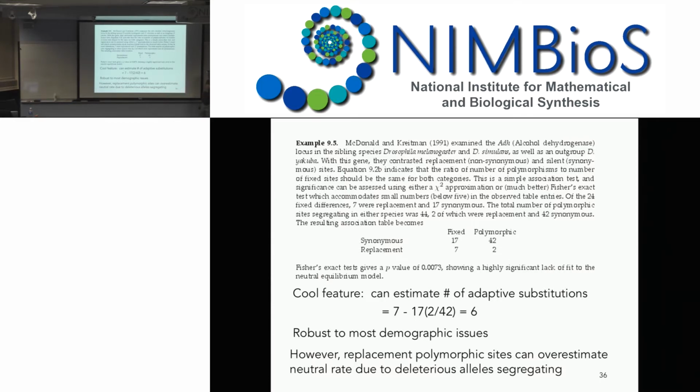Yes? Yeah, and a big issue we'll talk about at length is if you have deleterious alleles segregating, they will contribute to the polymorphic count, but they'll never get fixed. So that will compromise the test. We'll talk about ways to get around that. Sure, that would do it. The key is basically that the polymorphic sample should be representative of the process that gave the divergence as well.